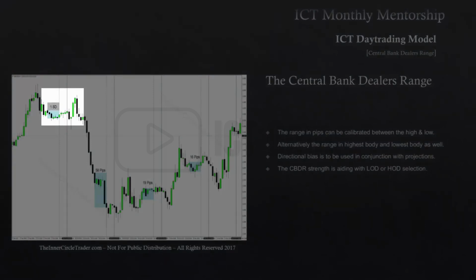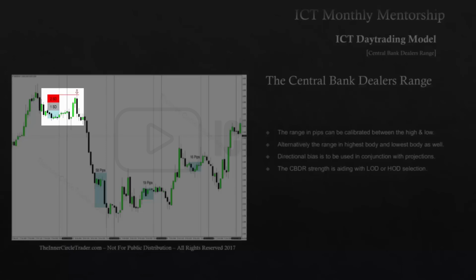For this first one, we have replicated that central bank dealer's range, the little blue shaded area, and we duplicated that range and projected up one standard deviation. That's what the one SD stands for. So one standard deviation and second standard deviation, total pip range, or in that case 13 pips. We added 13 pips more and then added 13 pips more for a total standard deviation of 2.